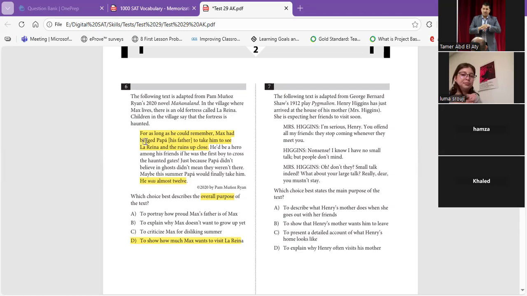So for as long as he could remember, Max had Big Papa, his father, to take him to see La Arena and the ruins up close. He had been a hero among his friends if he was the first boy to cross the haunted gates. Just because Papa didn't believe in ghosts didn't mean they weren't there. Maybe the summer Papa would finally take him. He was almost 12.